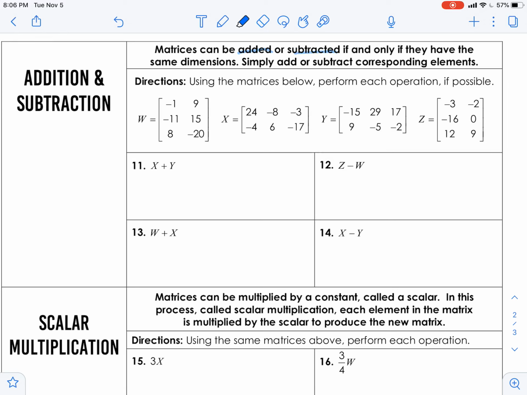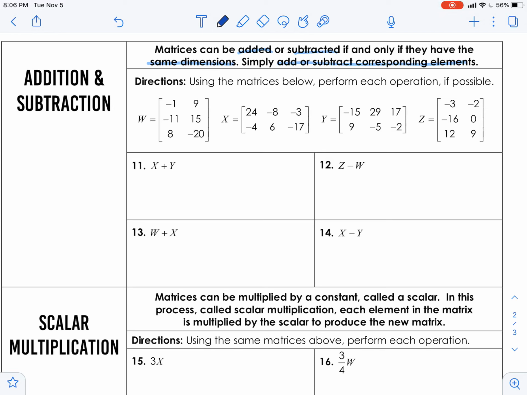And the way you do that is just a couple of things. One, you're just going to add or subtract corresponding elements. Now, the only way that can happen, though, is if your two matrices have the same dimensions. If they do not have the same dimensions, you cannot add or subtract because there would be extras left over that would have nobody to be added to. So let's just look at some of these matrices.